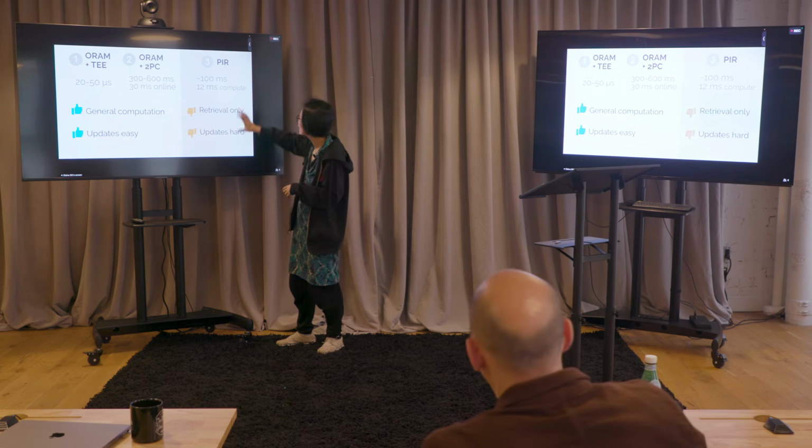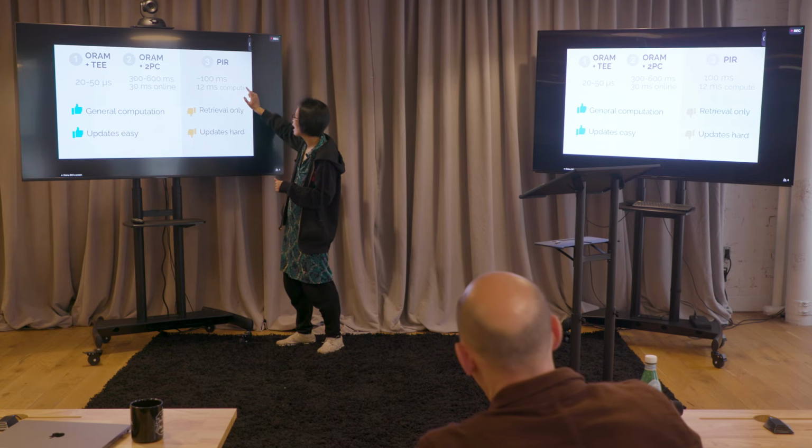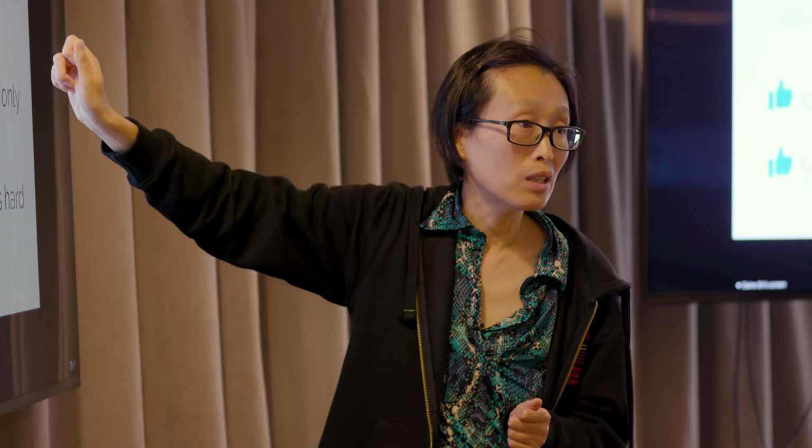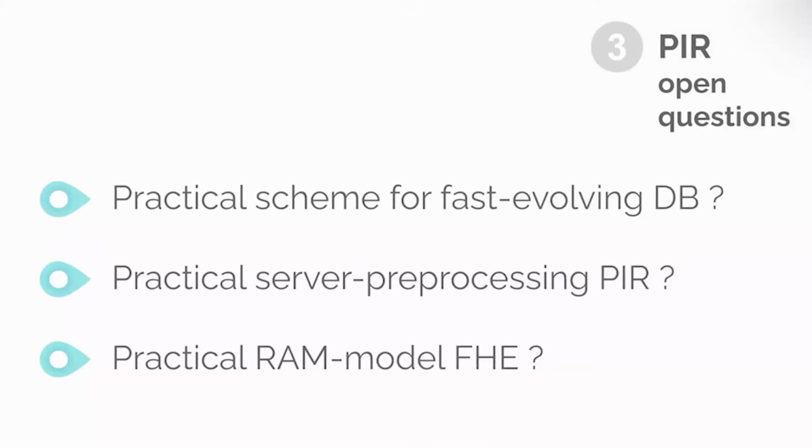But I do want to mention that PIR has one advantage over RAM model 2PC, which is the trust model, because with PIR you can do it with one server, whereas with 2PC you need two servers. Okay, so here are some interesting open questions. Can we make it work for fast evolving databases?